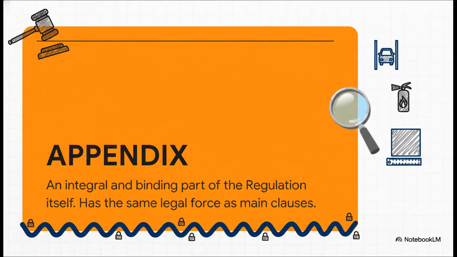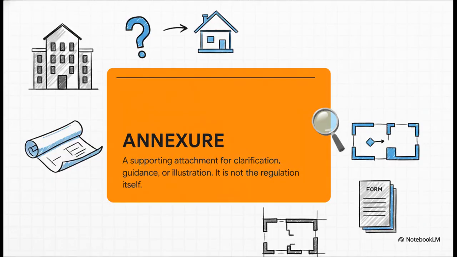First up, let's talk about the appendix. The easiest way to think about an appendix is this. It is the law. It's an integral, legally binding part of the regulation itself. So whatever is written in here, we're talking parking standards, fire safety norms, minimum dimensions, it has the exact same legal force as the main clauses. It is non-negotiable. It is mandatory. Period.